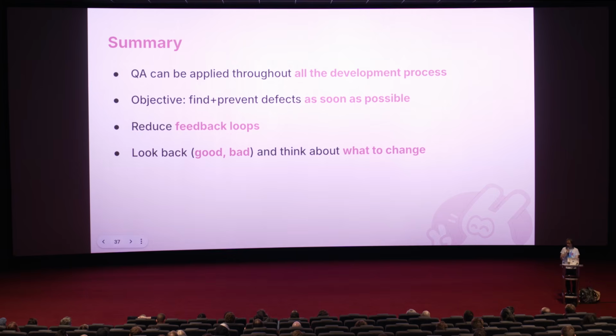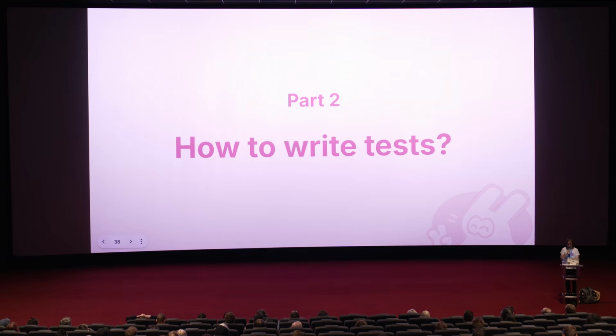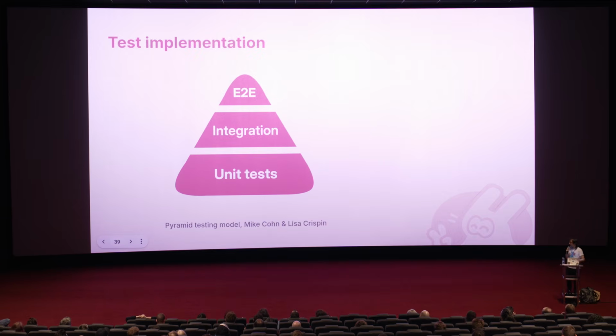So now that we know how QA works and basically what's the objective, we can talk about the tools that we have. And one of the most important ones is automated testing. So you might not know, it's okay. The pyramid testing model.